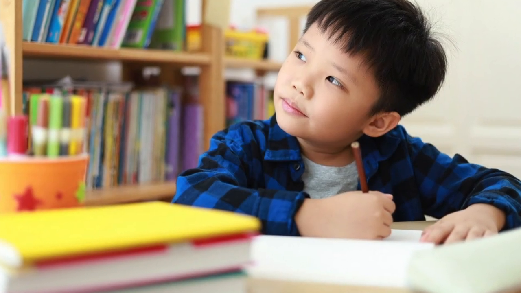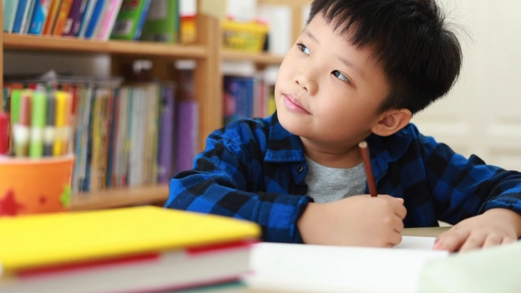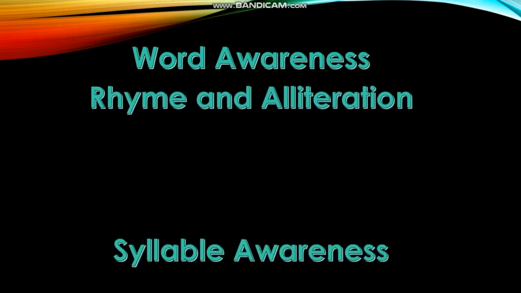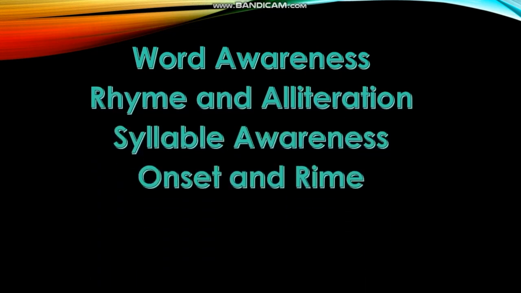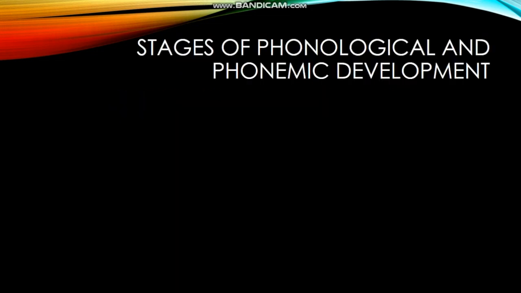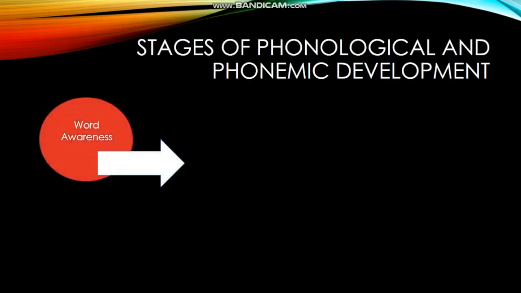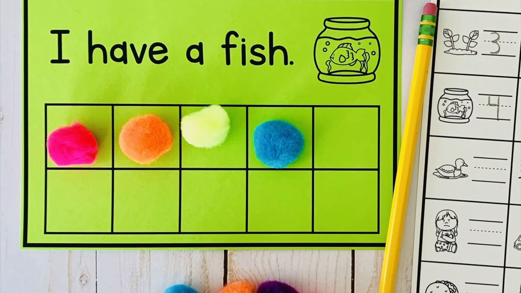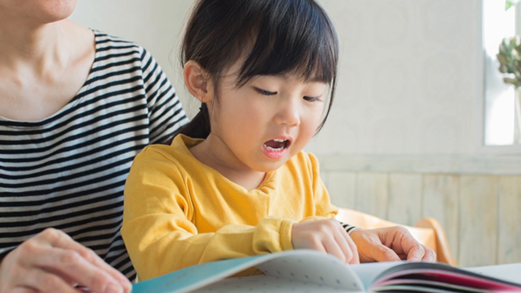To develop phonological and phonemic awareness, there are 5 stages. These are word awareness, responsiveness to rhyme and alliteration, syllable awareness, onset and rhyme manipulation, and phoneme awareness. First is word awareness, and it is being able to decipher when words are spoken in speech, so knowing which sounds are words and tracking these words throughout a sentence.